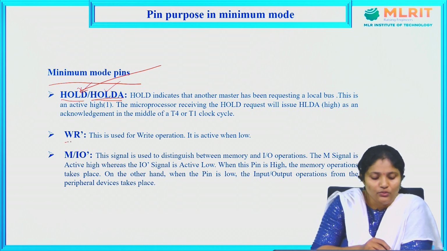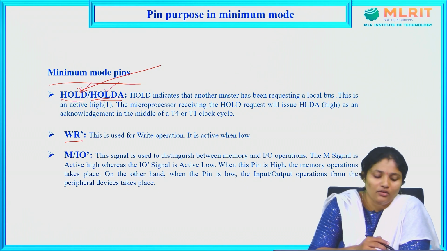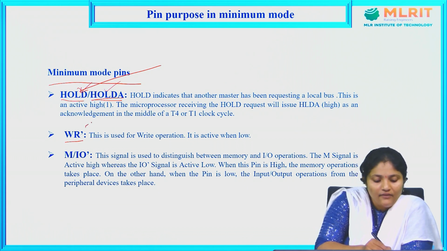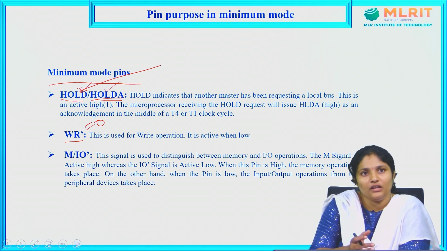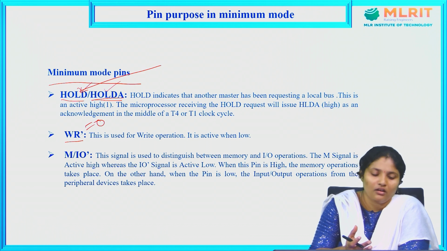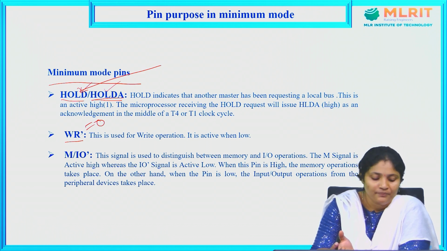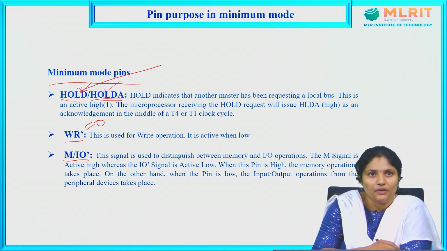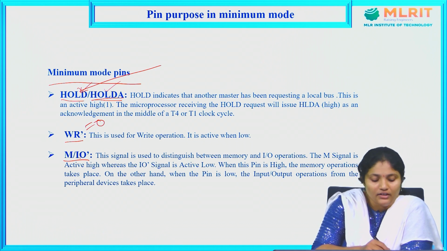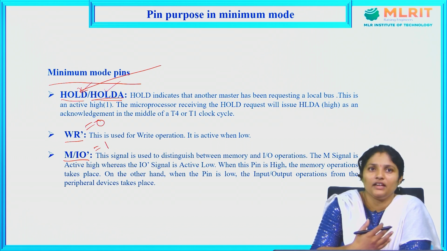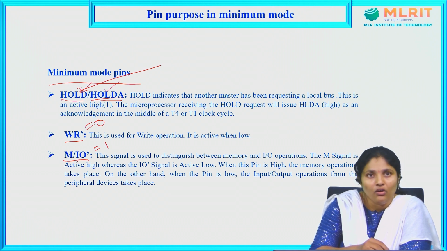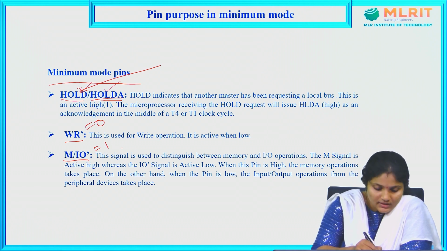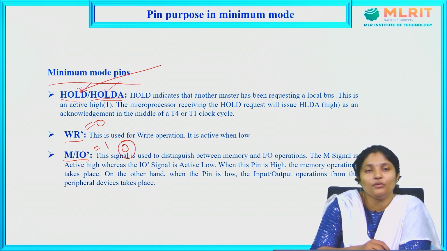Next, coming to WR bar. This is the write operation. It is also an active low pin. If we have 0 here, it is sending output to other peripheral devices, either to the memory device or output devices. Then M or IO bar, memory or input output bar. If this pin equals 1, then we are either getting input from or sending output to the memory. If M or IO bar equals 0, the operations are performed through input output devices.